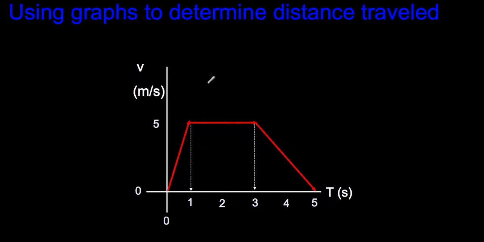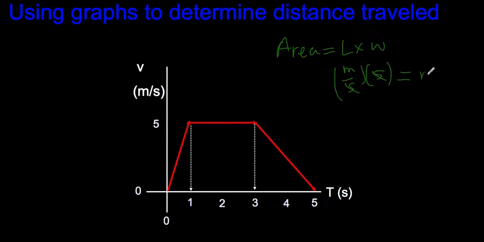Now, if we look at this from a dimensional analysis standpoint, this is in meters per second, and this is in seconds. Area in general equals length times width. If we think about just the square in the middle, that would be meters per second times the seconds. Seconds cancel off, and we're left with meters. That's distance. So we can find the distance traveled by finding the area under each of these graphs.